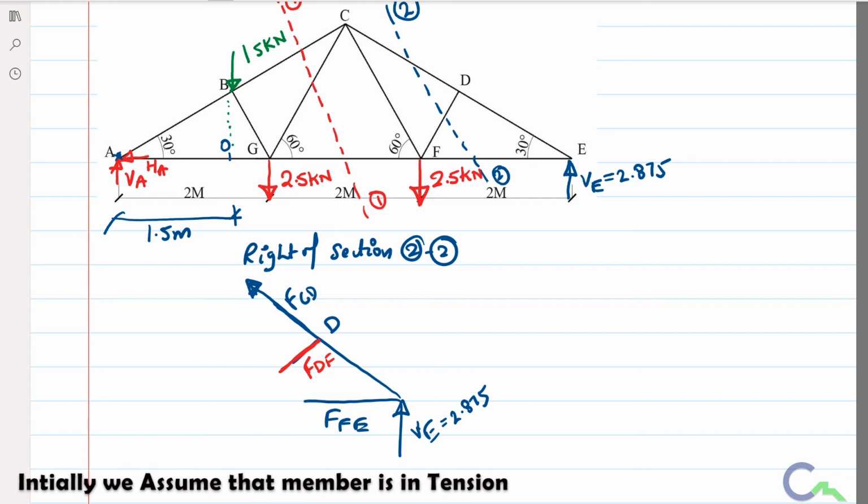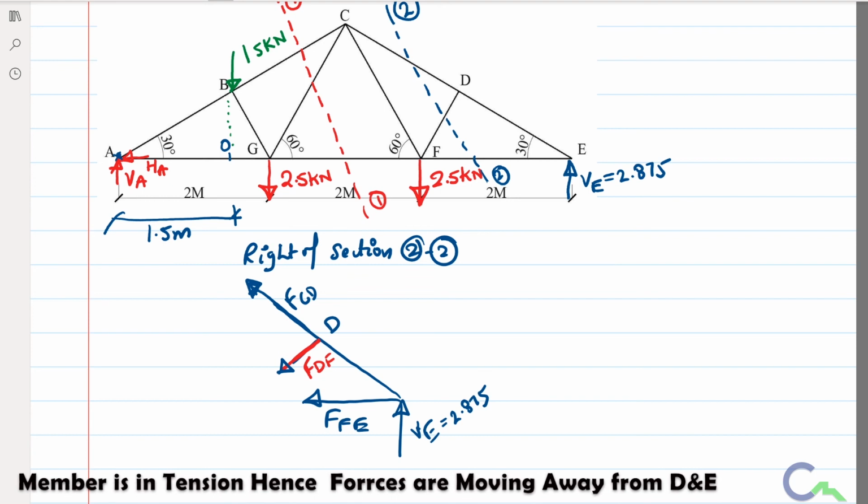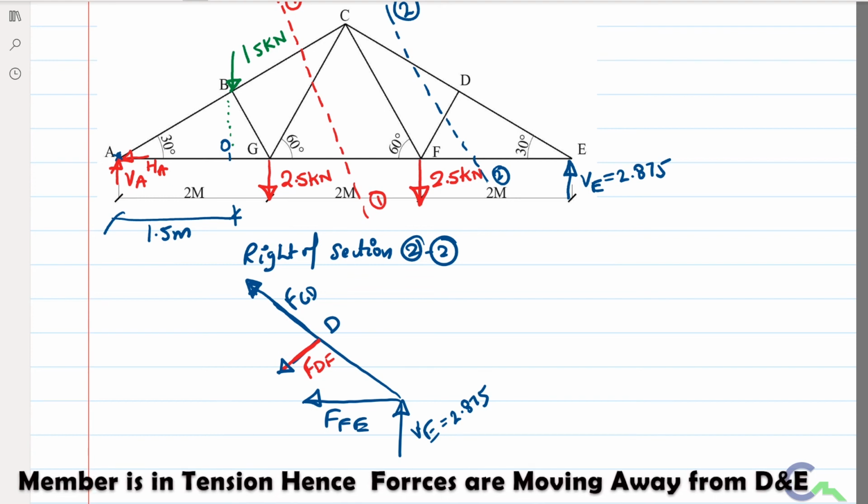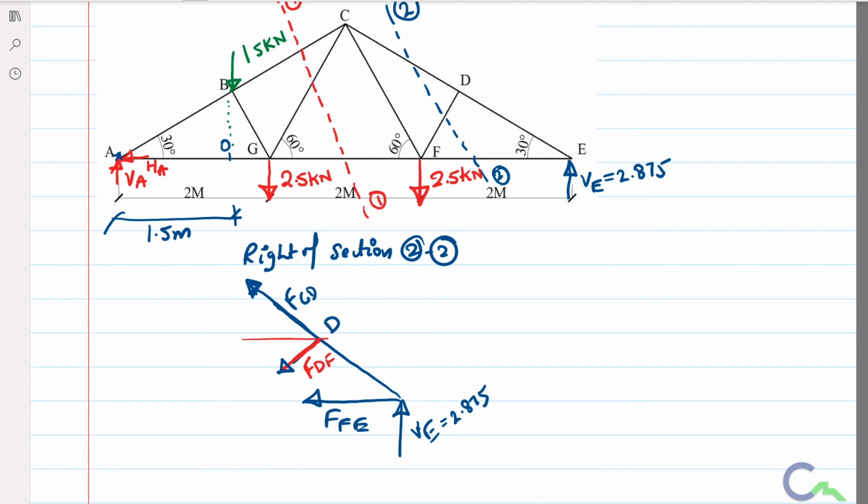FCD, everything I will take as tension. The force is moving away from the point, that is my first assumption. So FCD makes an angle of 30 degrees with the horizontal. Then FDF, suppose if I draw one line like this, it will be 60 degrees with respect to horizontal. FDF is at 60 degrees.